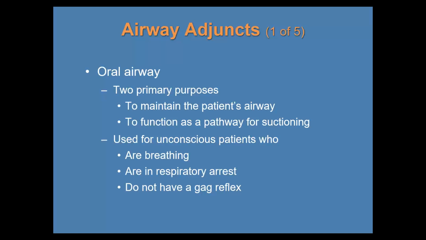All right, so airway adjuncts. These are things that we can put into the airway, the oral and nasal airway, to help keep the airway open. So the oral airway just maintains the airway, keeps the mouth open, and functions as a pathway for suctioning if we need to. That way we don't have to keep doing that scissor method with our fingers and keep the mouth open, keep the airway open. We can just go directly down in the side of the mouth and do that.